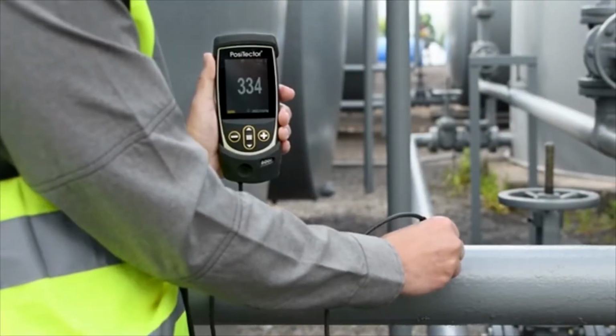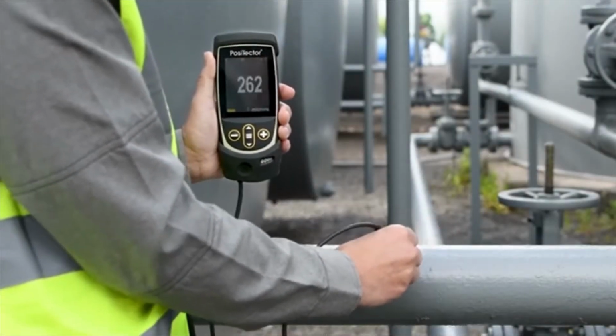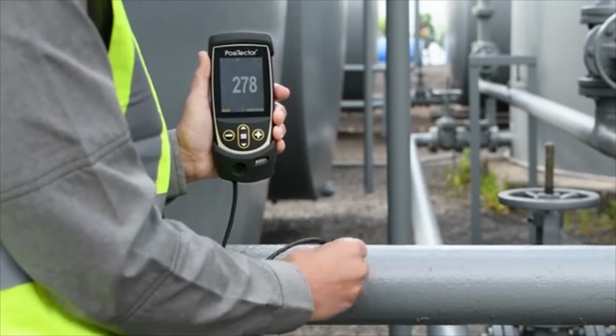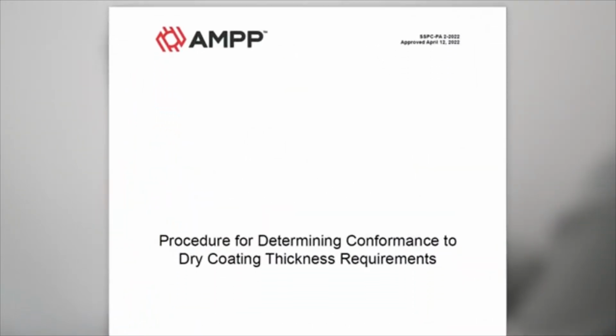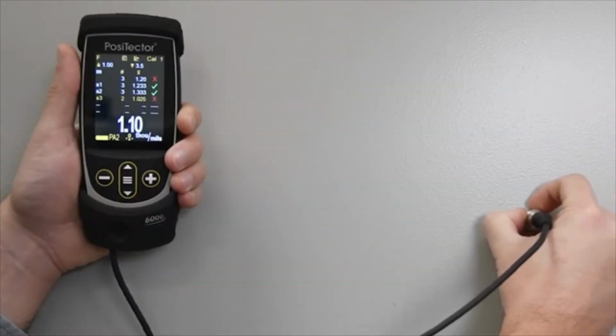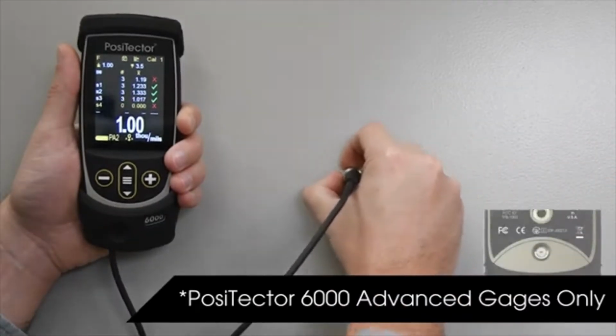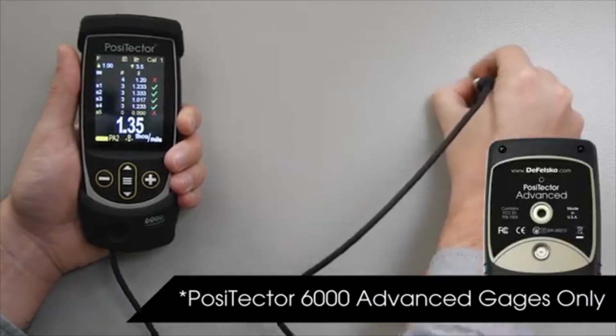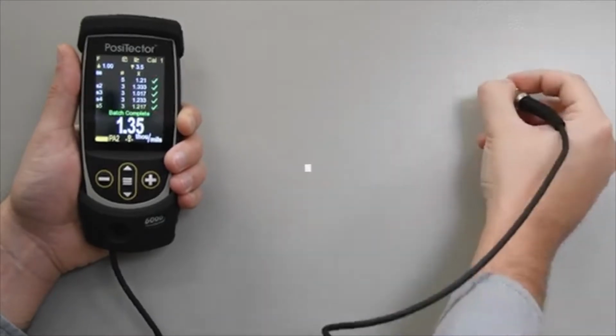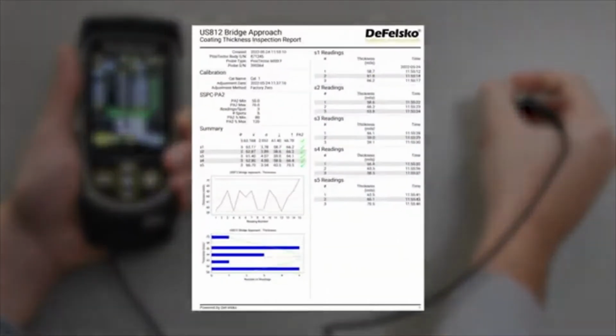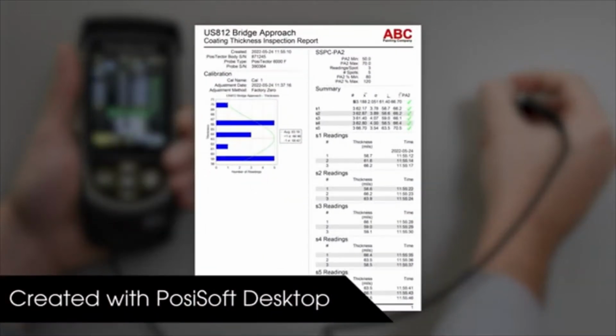DFT, or dry film thickness, often varies across the surface, even at locations close to one another. A statistical approach, such as SSPC-PA2, is often specified to determine whether there is sufficient coating thickness to meet specifications. PA2 mode on the PosiTector 6000 Advanced makes the process easy by performing all necessary calculations on the gauge and creating pre-formatted reports with all required measurement data.